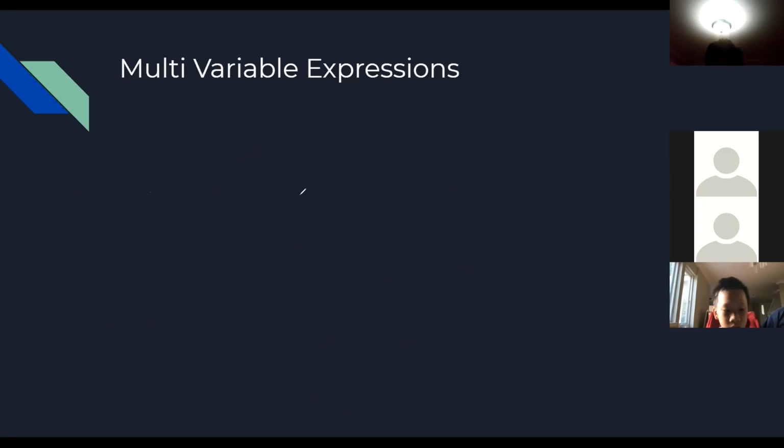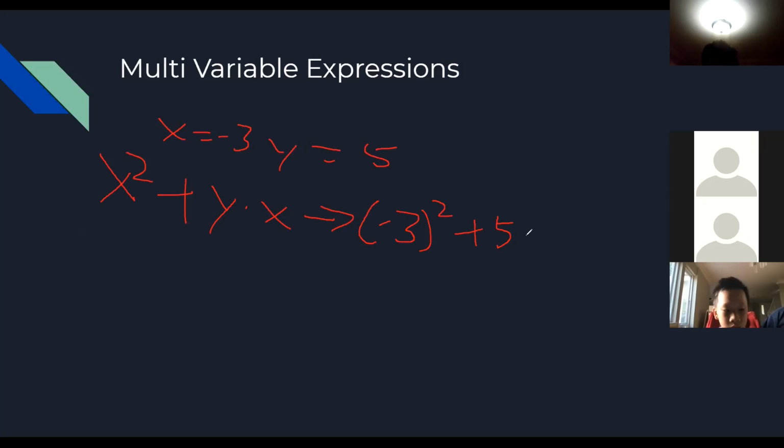So foremost, we need to know how to evaluate these expressions. So if we had x squared plus y times x, and x equals -3, y equals 5, then we could substitute this in. -3 squared plus 5 times -3 equals 9 plus -15, which is -6.